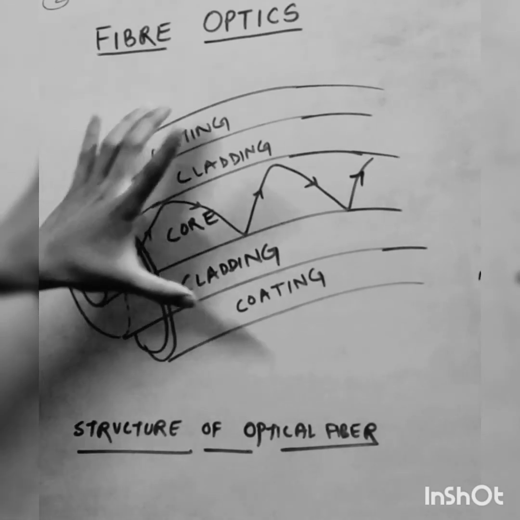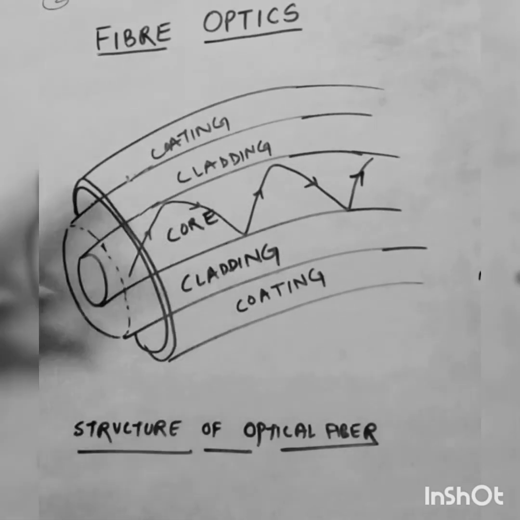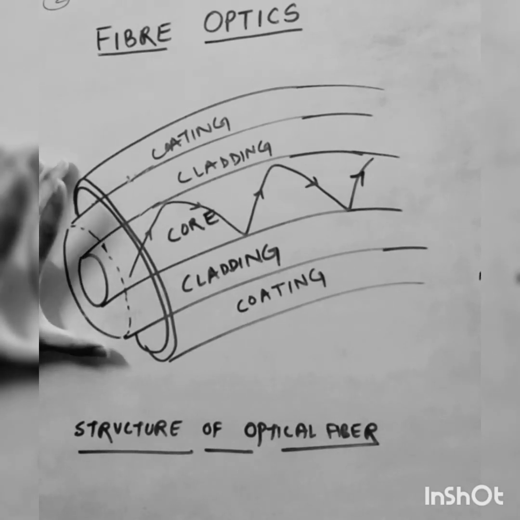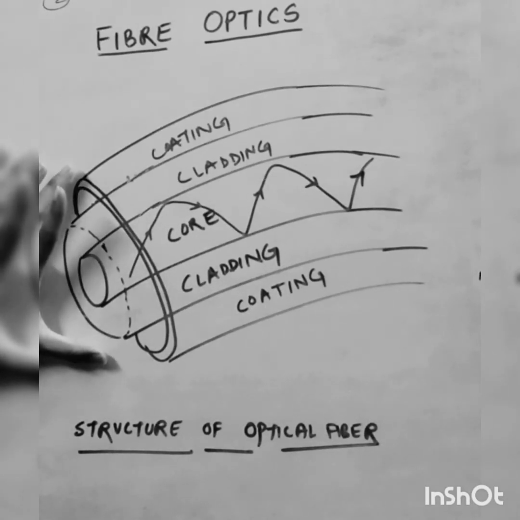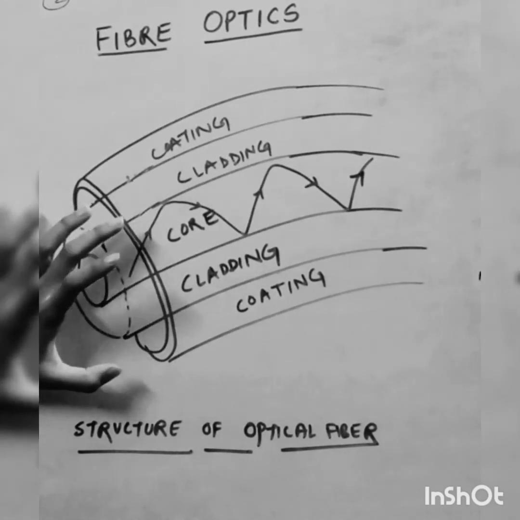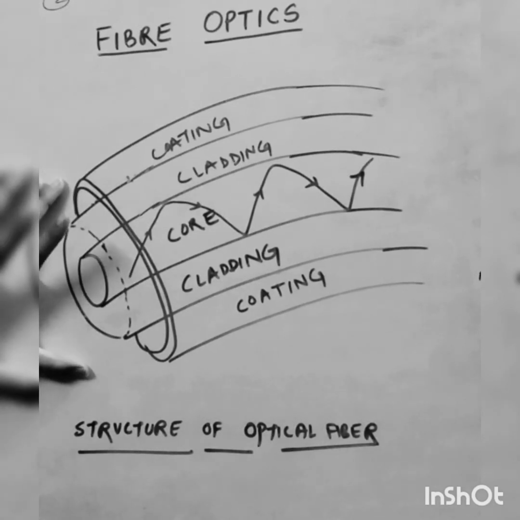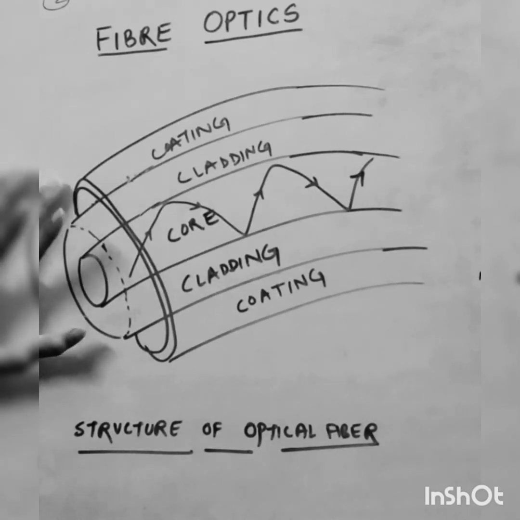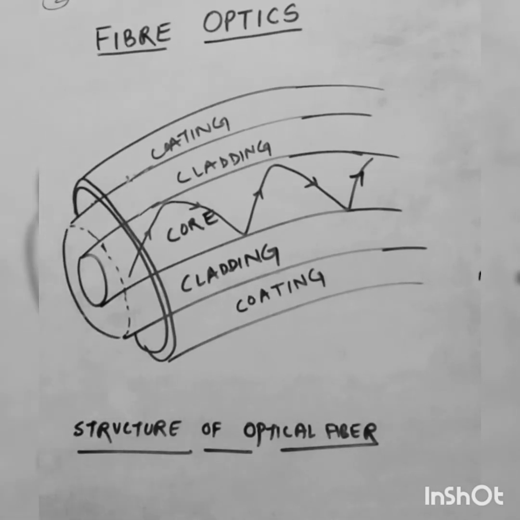And then you can see a layer which is known as the coating. Coating is basically a protective layer. There are two kinds of coatings, the primary and secondary coatings, which protect the entire fiber. That is, the coating protects the cladding and the core from any kind of external damage, like abrasions and contaminations. The coating is present to increase the mechanical strength of the fiber and to protect it.